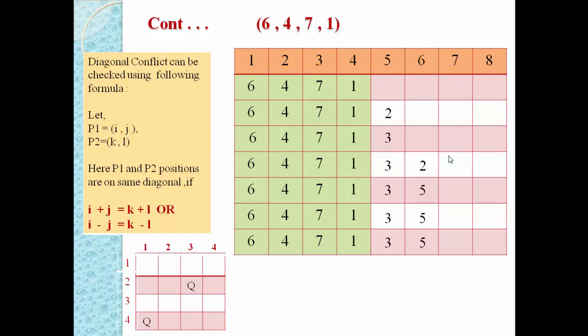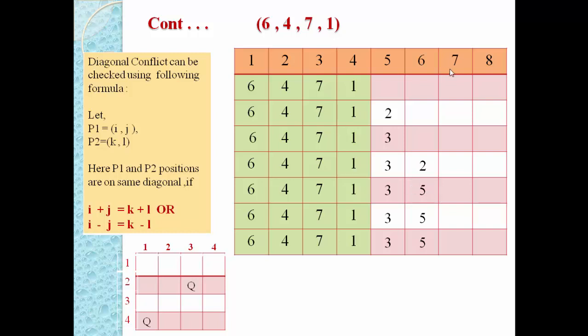So no queens are on the same diagonal. We can check another possibility, that is 6 minus 5 is equal to 1. So is there any queen which has a subtraction of row and column equal to 1? 1 minus 6 is equal to minus 5, so no. 2 minus 4, minus 2, 3 minus 7, minus 4, 4 minus 1, 3. Again we need to check here, 5 minus 3 is equal to 2. So no queens are on the same diagonal, so we can place our 6th queen on the 5th column.